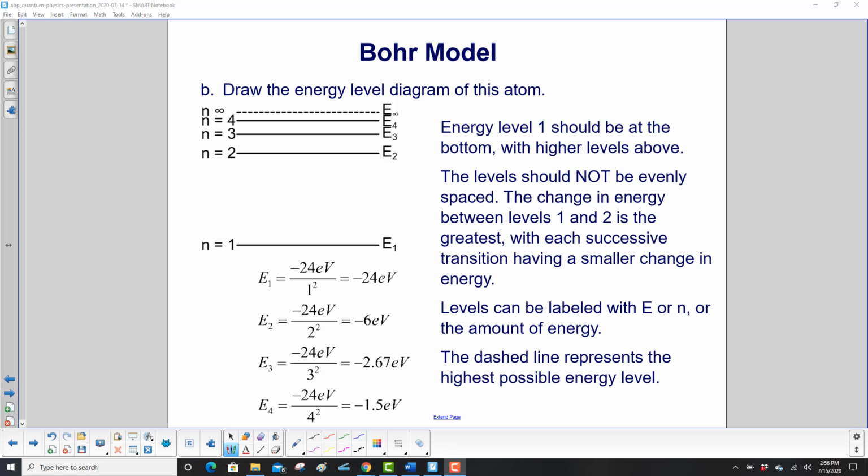Draw the energy level diagram of this atom. Energy level 1 should be at the bottom. That's the most negative. That's right over here. With higher levels above. The levels should not be evenly spaced. The change in energy between levels 1 and 2 is the greatest. That's this distance here, which as you subtract these two, you find that's what, 18 eV?